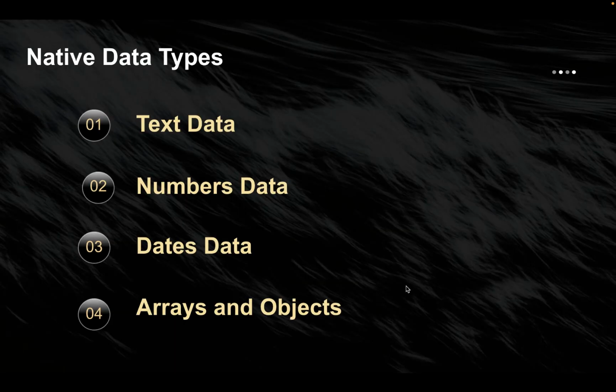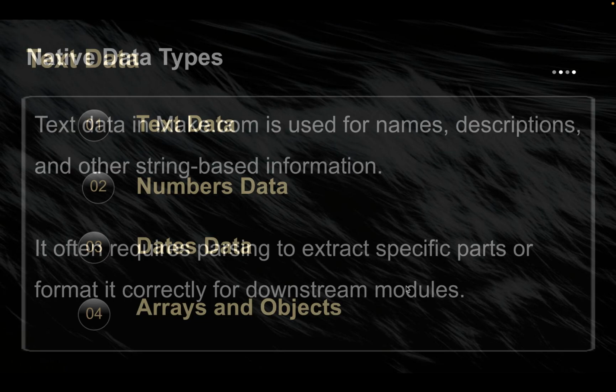Now let's look at the types of data. There are different types of data. We have the text data, which is basically strings. We have the numbers, we have dates, and we have arrays and objects. Now let's look at these guys one after the other.